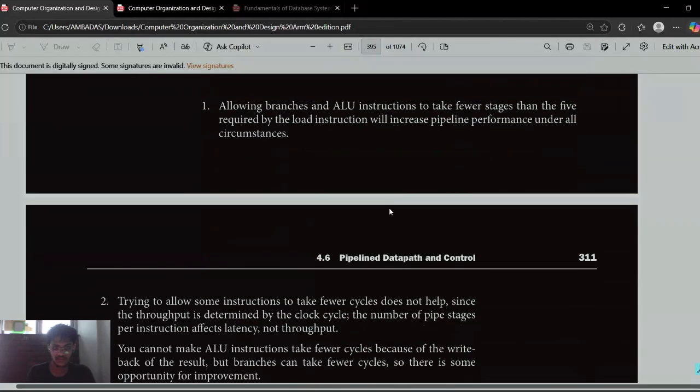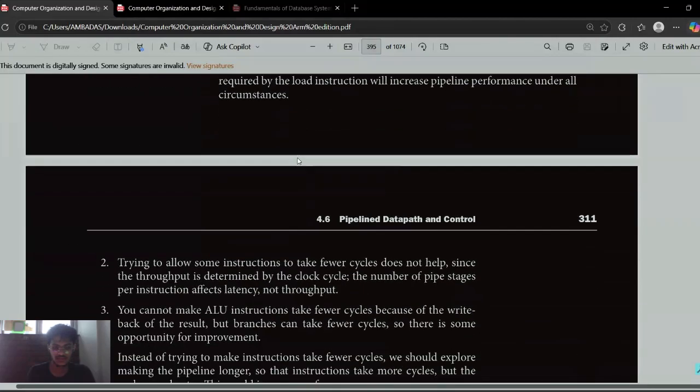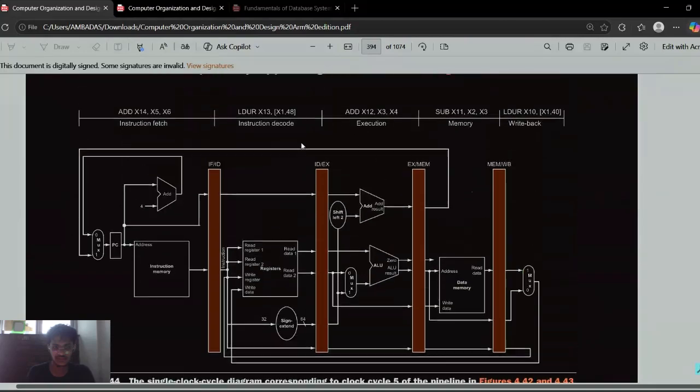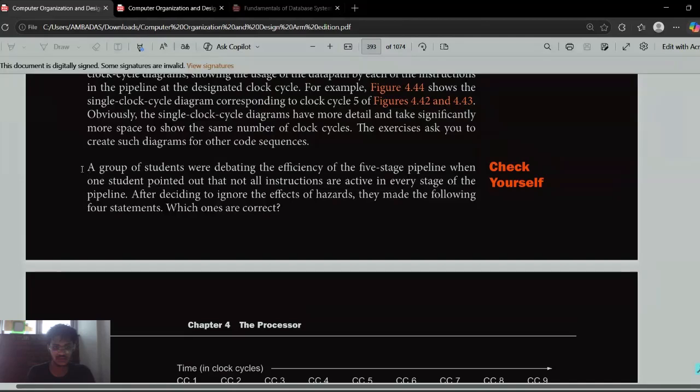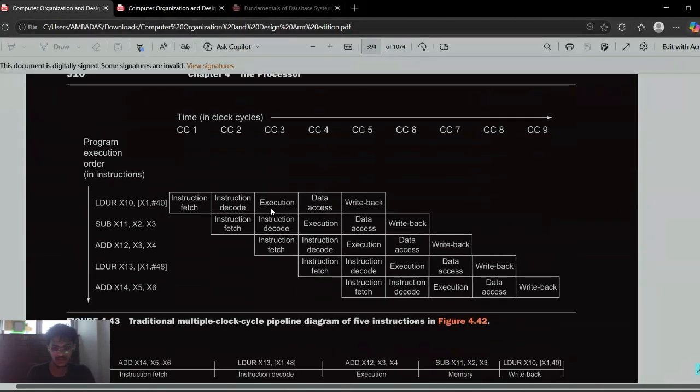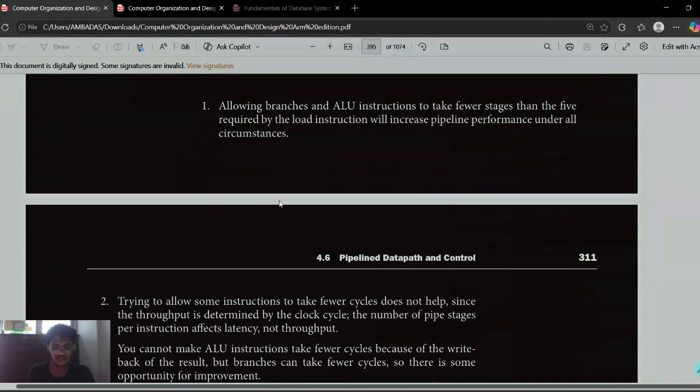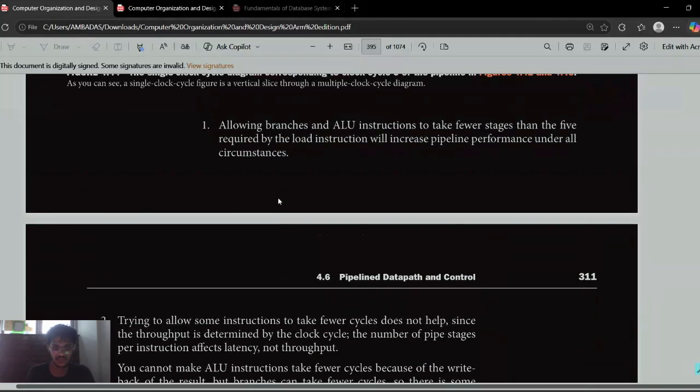Let's move on. A group of students were debating the efficiency of five-stage pipeline when one student pointed out that all instructions are active in every stage of the pipeline. After deciding to ignore the effects of hazard, they made the following four statements. Which ones are correct? We gotta figure it out.